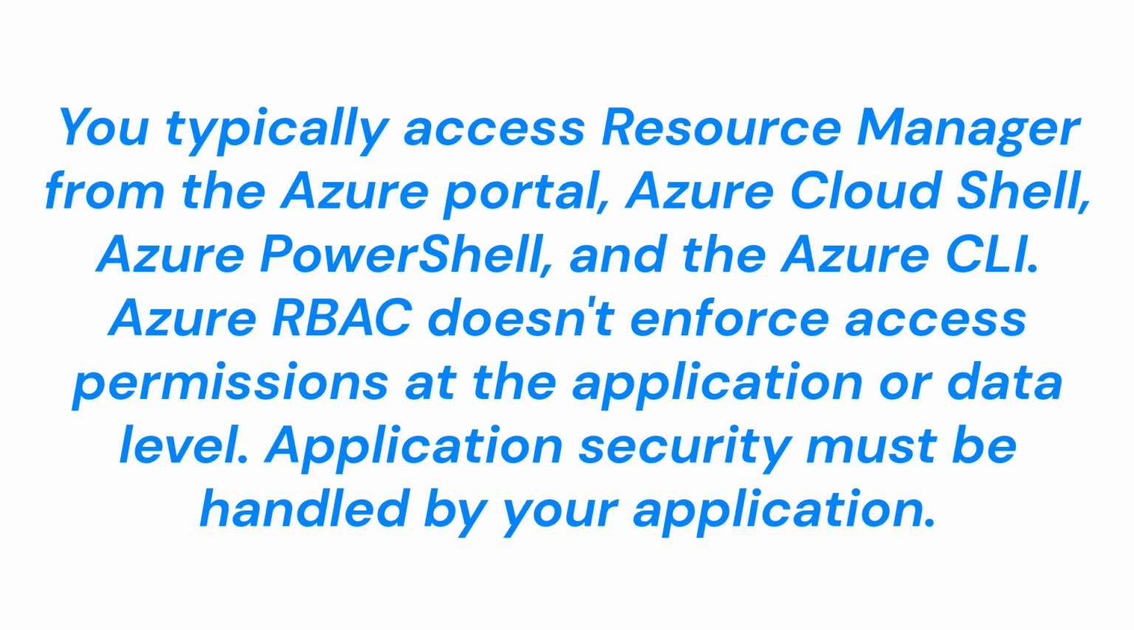Azure RBAC doesn't enforce access permissions at the application or data level. Application security must be handled by your application. Azure RBAC uses an allow model. When you're assigned a role, Azure RBAC allows you to perform actions within the scope of that role. If one role assignment grants you read permissions to a resource group, and a different role assignment grants you write permissions to the same resource group, you have both read and write permissions on that resource group.